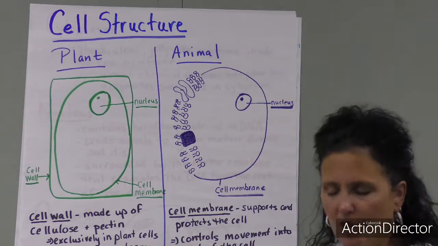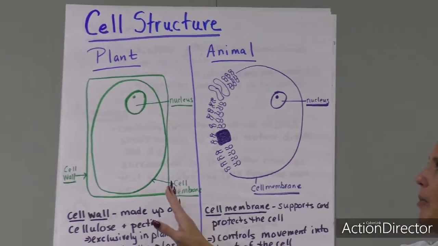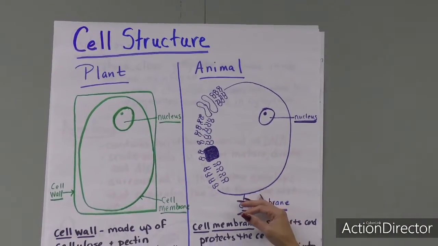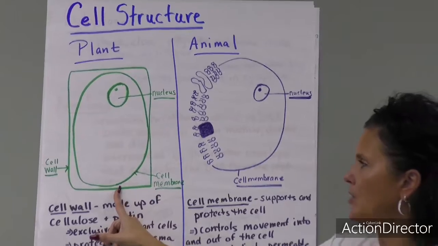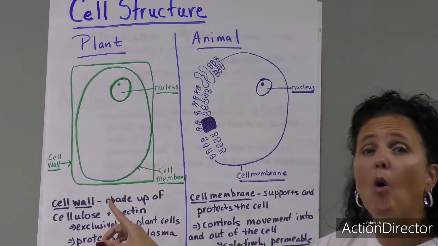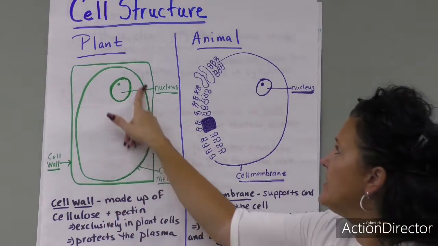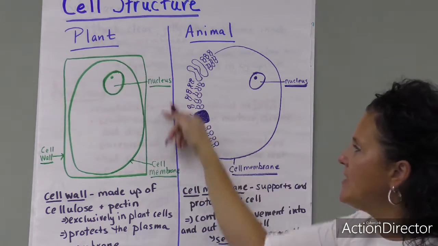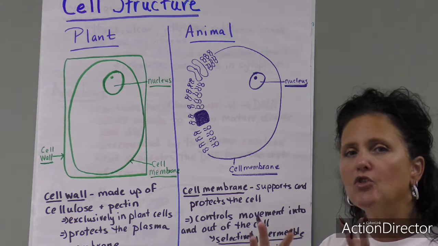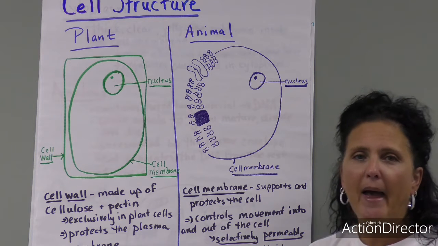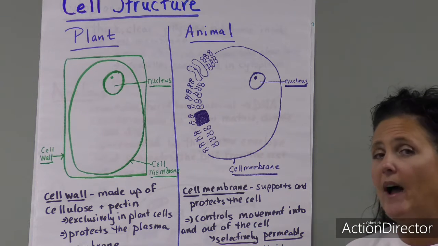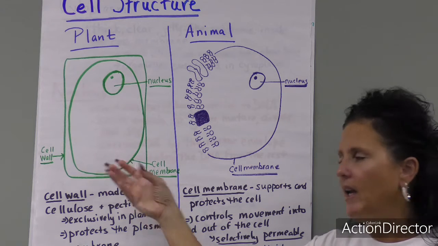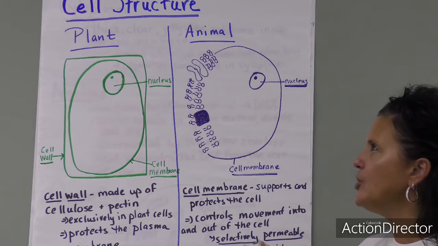Here's our cell structure. I've drawn for you here a representation of a plant cell on the left and an animal cell on the right. Let's look at the plant cell first. Plant cells have what's called a cell wall. So they do have a cell membrane, or a plasma membrane you might hear it called. But on the outside of that, they have a solid, rigid structure made of cellulose and pectin, right? Those two things provide the rigidity that helps to protect the cell membrane. And it also provides shape to the cells.